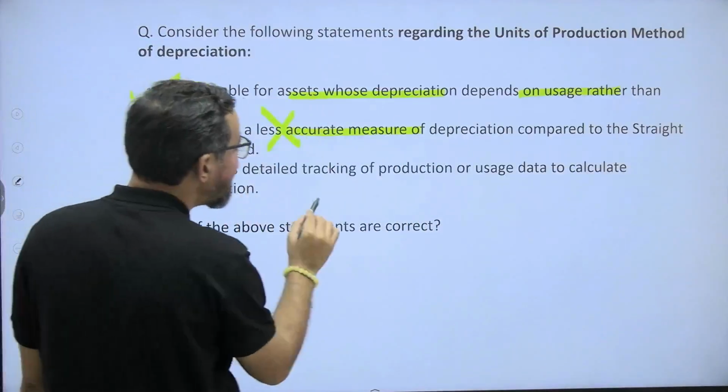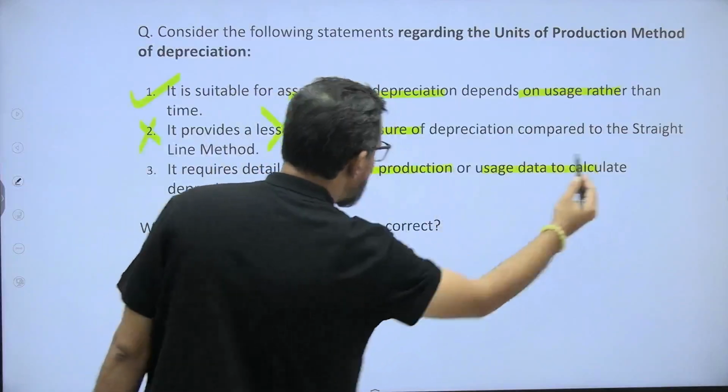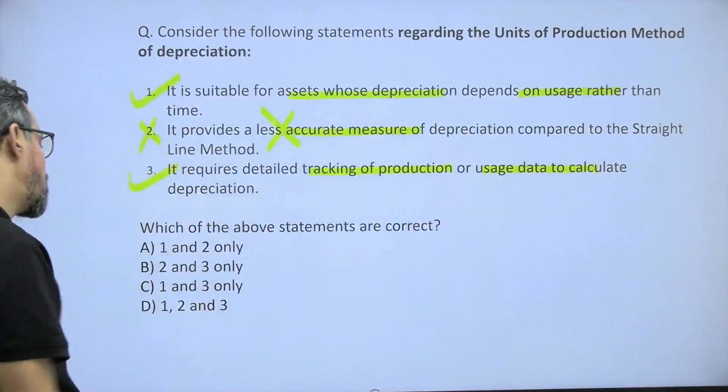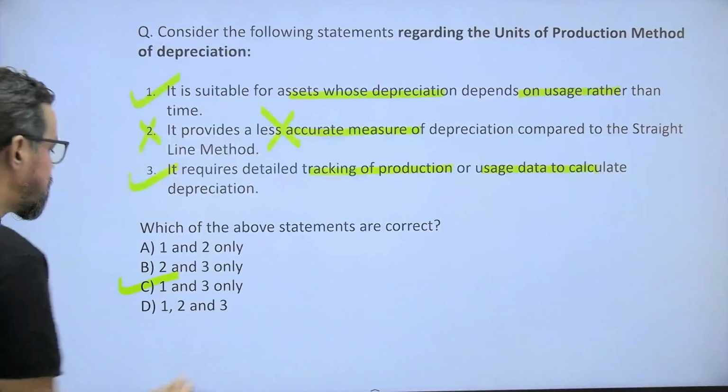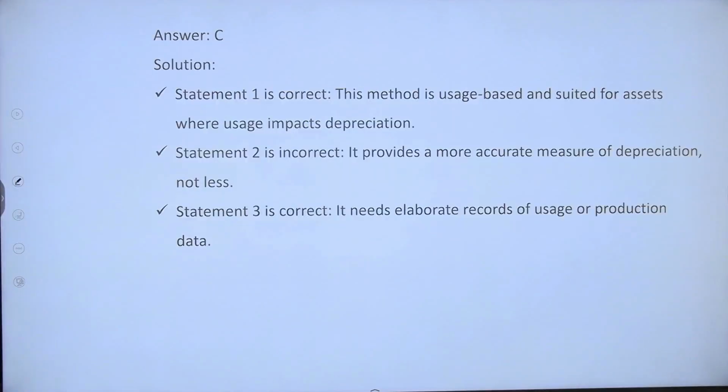It requires detailed tracking of production or usage data to calculate the depreciation too. So 1 and 3. 1 and 3 means option C will be the right answer for this particular one.